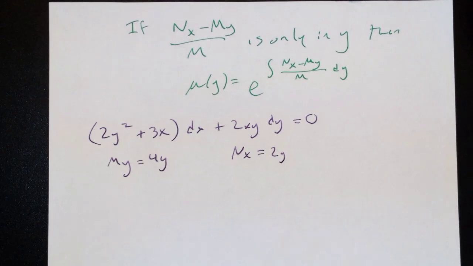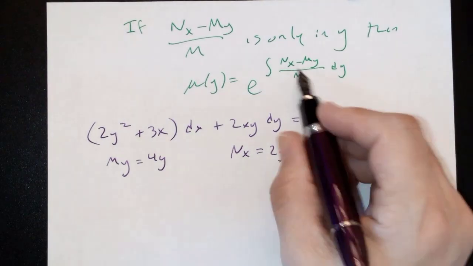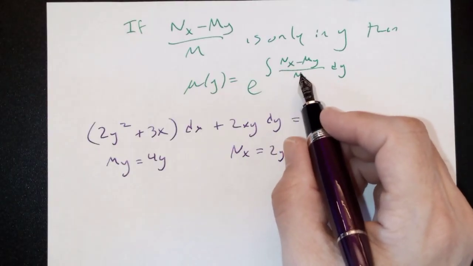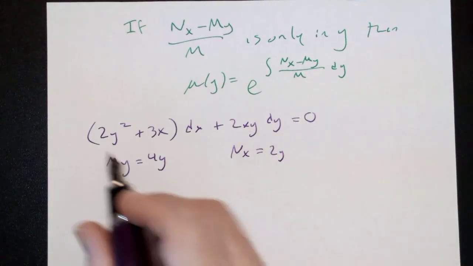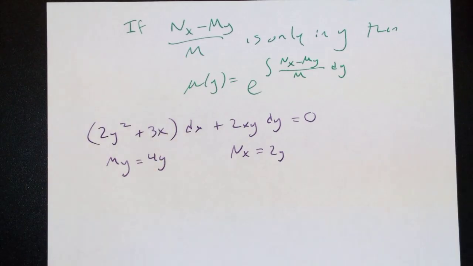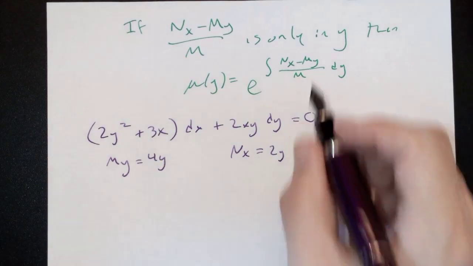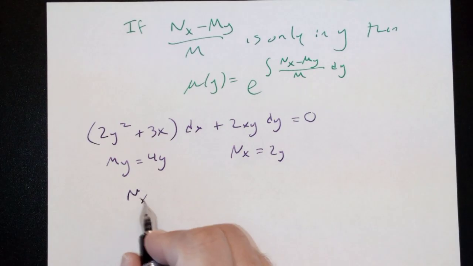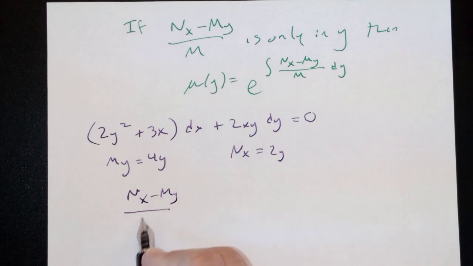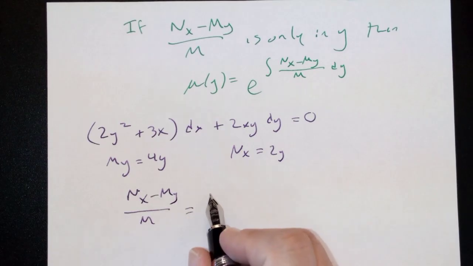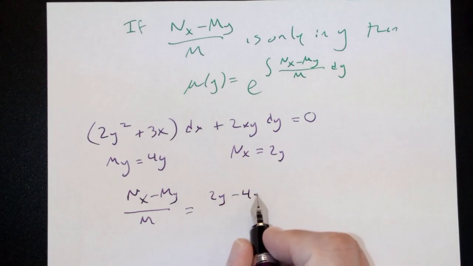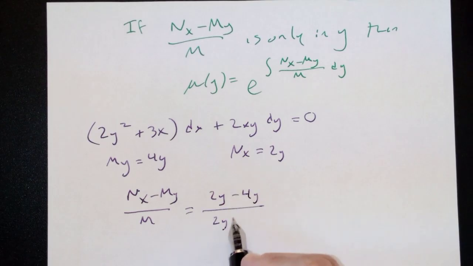Let's look at our two special equations. I have this one that has an m on the bottom. If I did this minus that and divided by this, would I get rid of one variable? Nx minus my over m would be 2y minus 4y over that. That's not one variable, right? That's still got two variables in it.